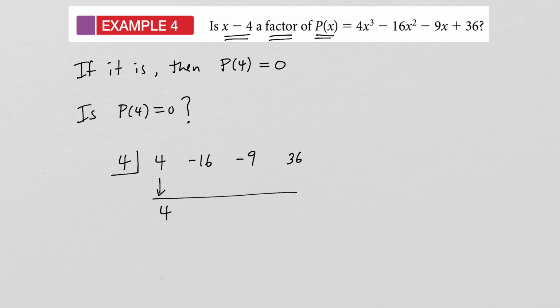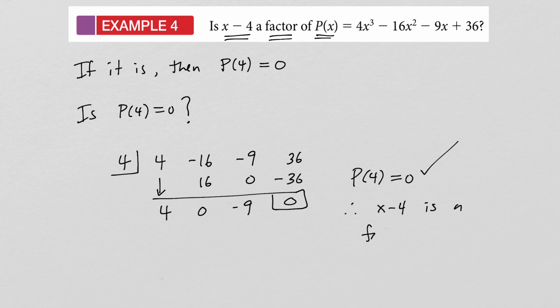Let's do the math. 4 times 4 is 16. Negative 16 plus 16 is 0. 4 times 0 is 0. Negative 9 plus 0 is negative 9. And 4 times negative 9 is negative 36. And 36 minus 36 is 0. So we now know p of 4 is equal to 0. Therefore, x minus 4 is a factor of this polynomial. So the answer here is yes.